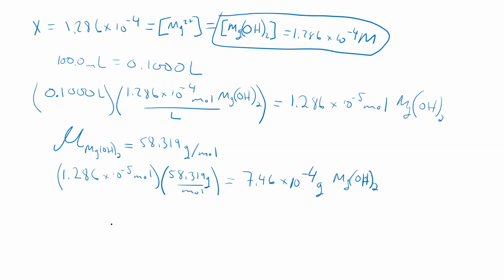There we go. And so our solubility is going to be 7.46 times 10 to the minus 4 grams of magnesium hydroxide per 100 milliliters.